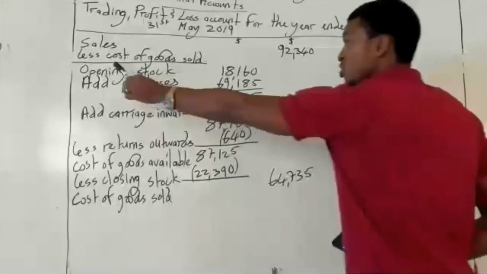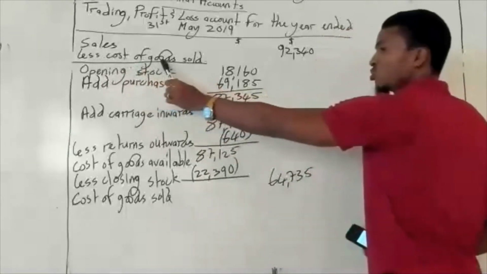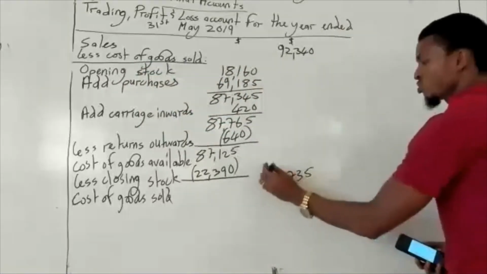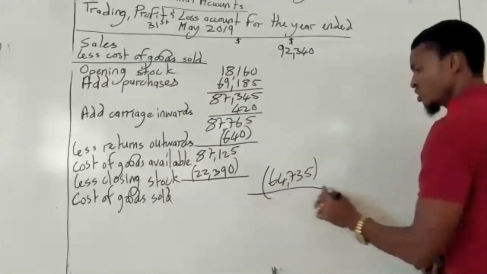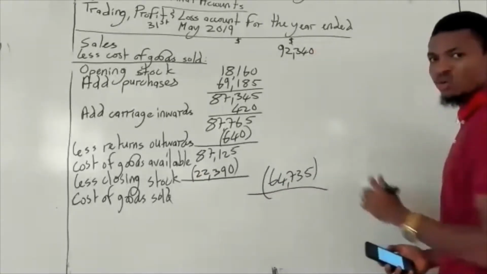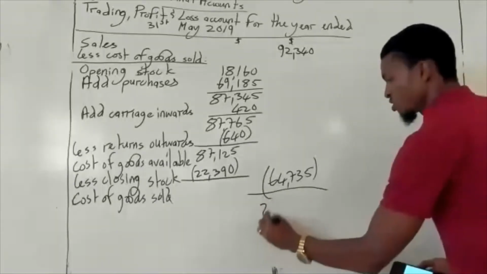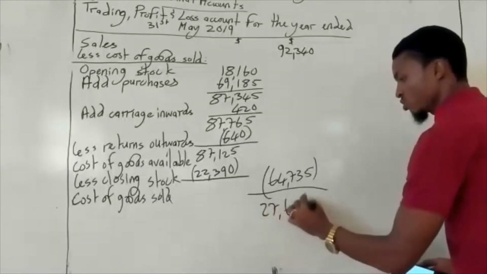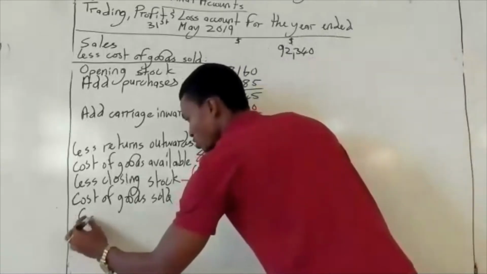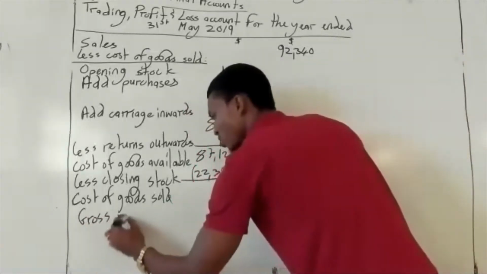So now the instruction here is less cost of goods sold. So your sales less cost of goods sold gives you your what? It gives you your gross profit. So your sales less cost of goods sold gives us 27,605. And this is referred to as our what? Our gross profit.